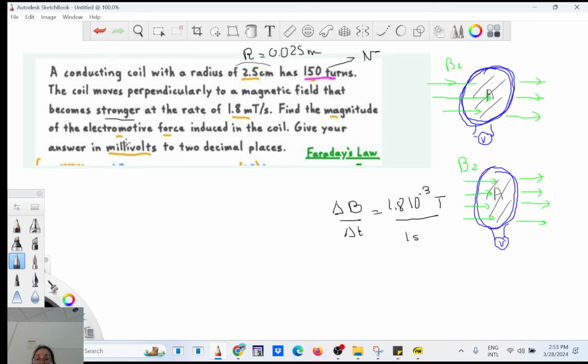Okay, find the magnitude of the electromagnetic force, meaning EMF, induced in the coil. Give the answer in millivolt. You see, as you read, you identify the physical quantity and you draw. You can apply the same methodology for any science class. So you can find the area, which is pi r square, so 0.025 square. So that will be your area.